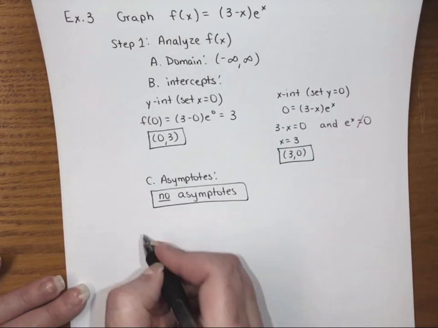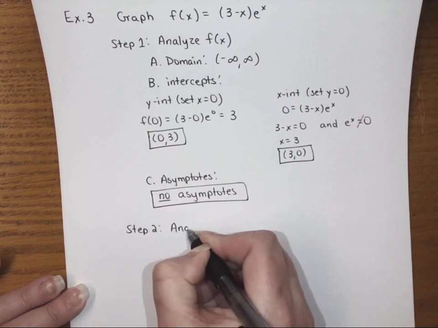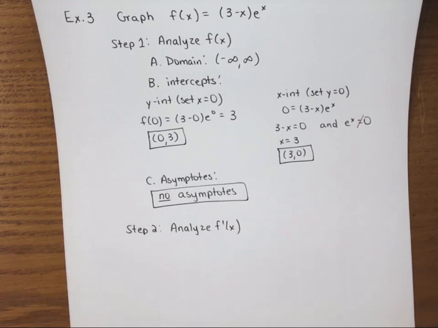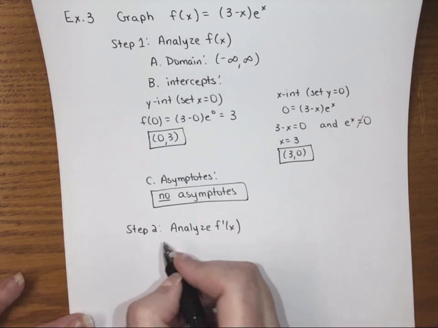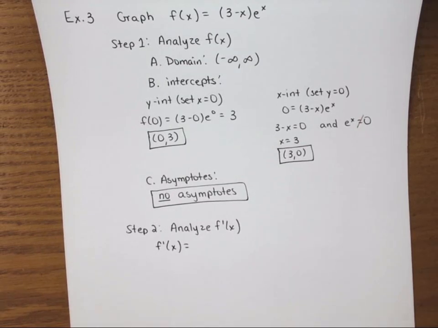Okay, so that's step 1. We've gathered everything we can from the original function, so step 2 is we're going to analyze the first derivative. Remember what we do for that. We have to find the first derivative and then set it equal to 0, and also find out if we have any values where the derivative is not defined.